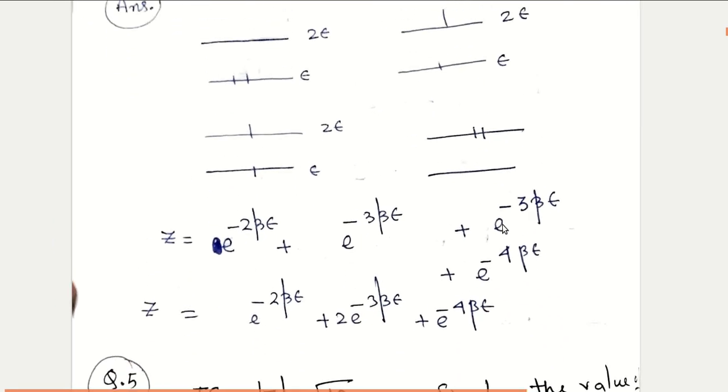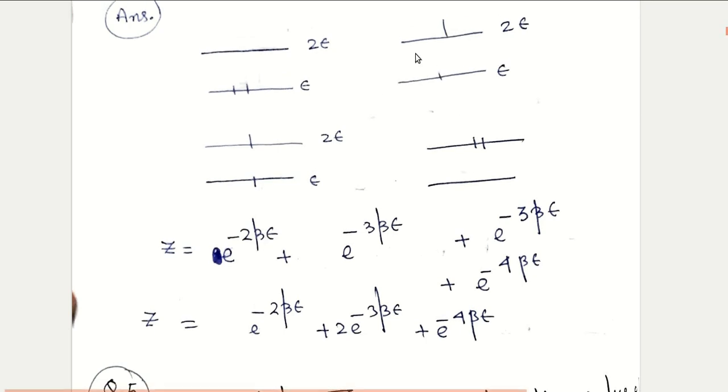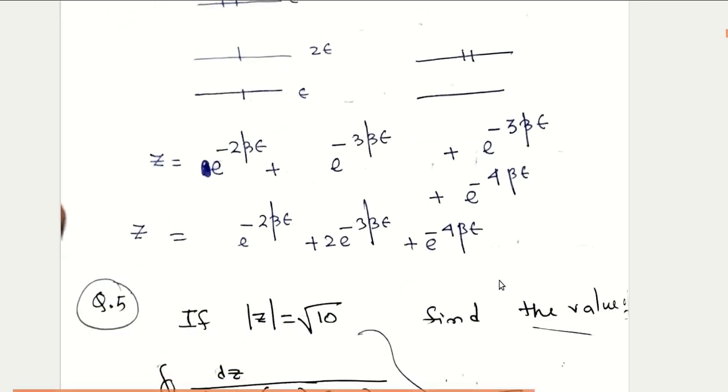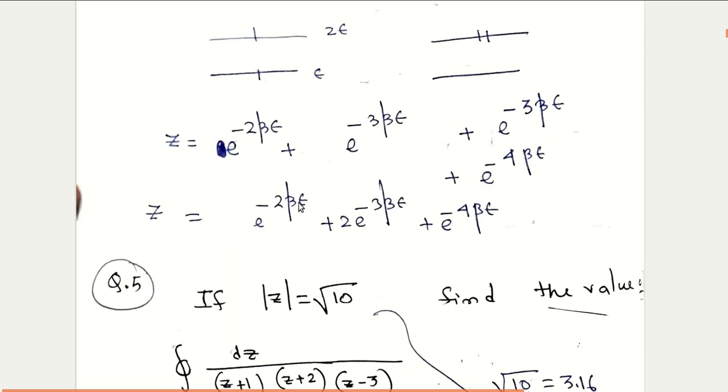So for the first case the total energy will be 2 epsilon, so e to the power minus 2 beta epsilon, because the partition function is e to the power minus beta H, where H is energy. Then the total energy is 3 epsilon, so e to the power minus 3 beta epsilon, and this occurs twice. For both in 2 epsilon, the energy is 2 epsilon plus 2 epsilon, so e to the power minus 4 beta epsilon. Altogether the partition function will be e to the power minus 2 beta epsilon plus 2 e to the power minus 3 beta epsilon plus e to the power minus 4 beta epsilon.